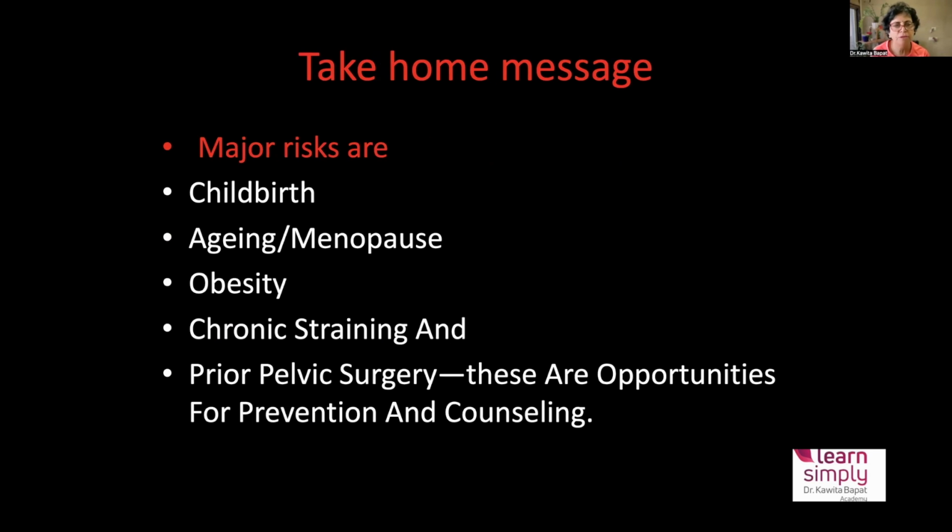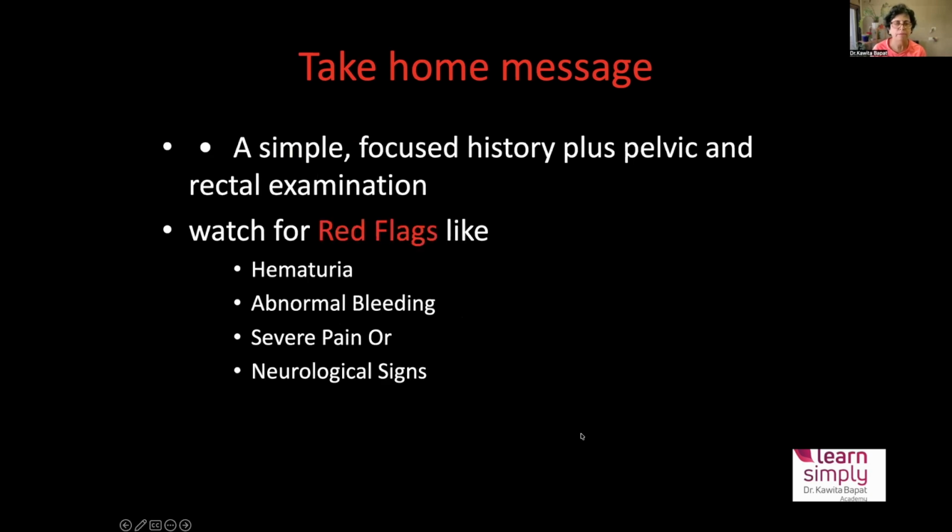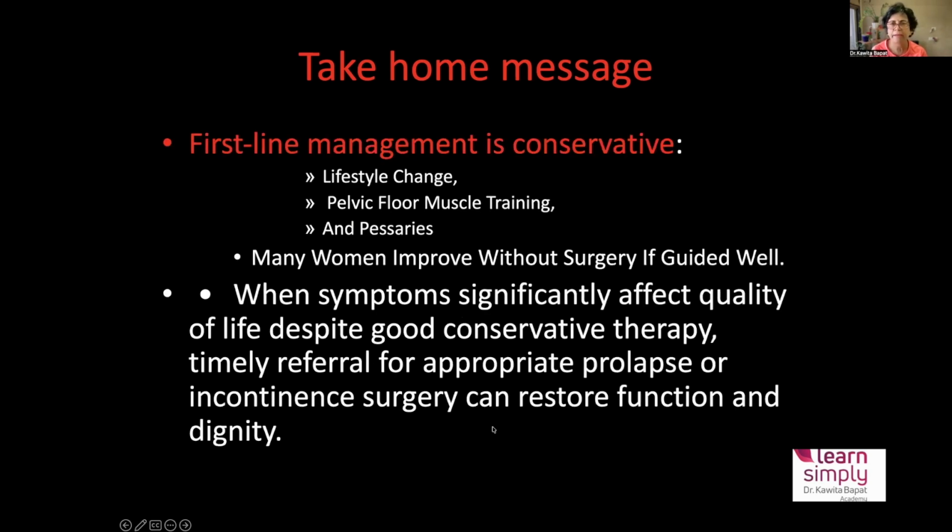Major risks are childbirth, aging, obesity, chronic straining, and prior pelvic surgery. These are the opportunities for prevention and counseling. A simple focused history plus pelvic and rectal examination is important. The red flags are hematuria, abnormal bleeding, severe pain, and neurologic signs. First line management is conservative: lifestyle changes, pelvic floor muscle training, and pessaries. Many women improve without surgery if guided well.